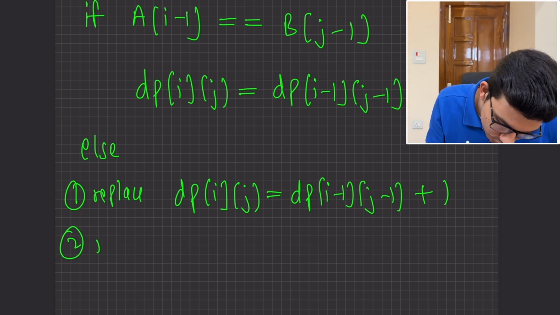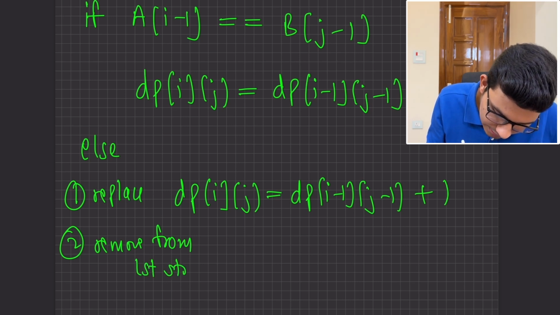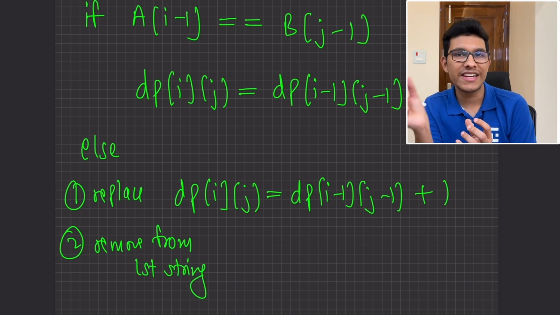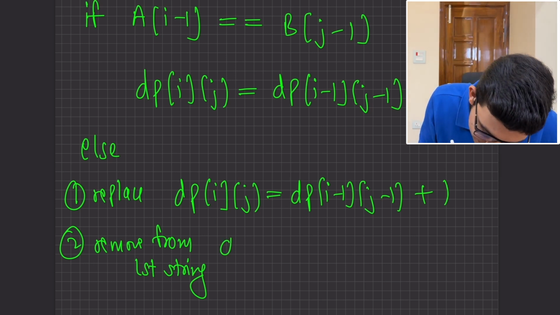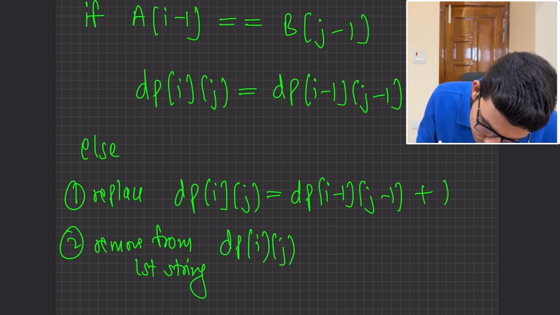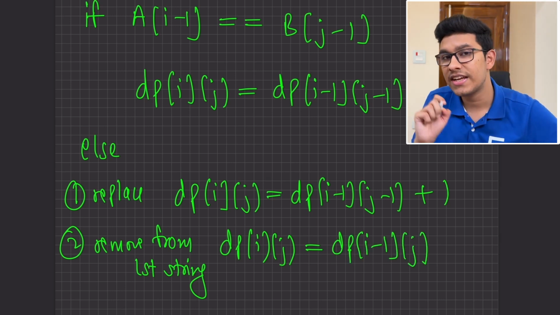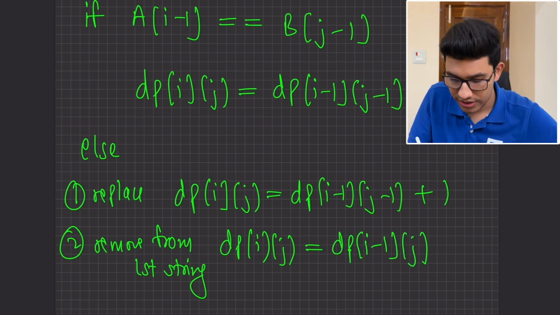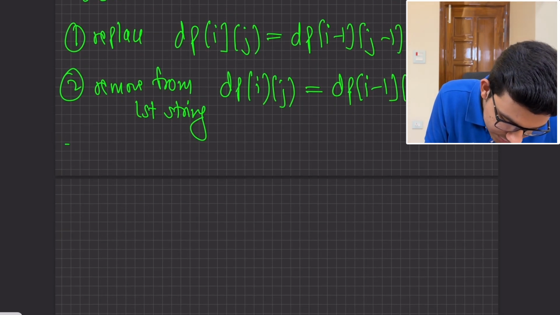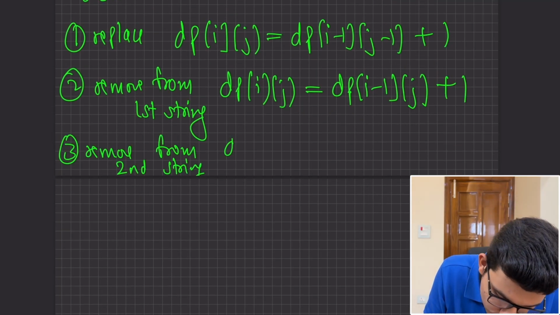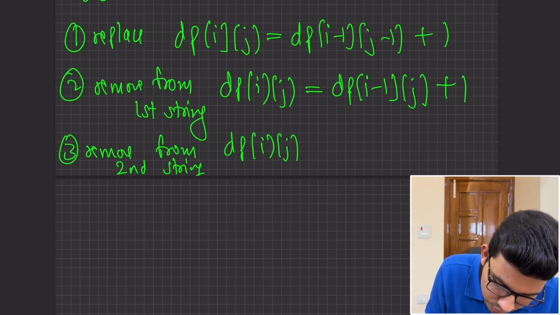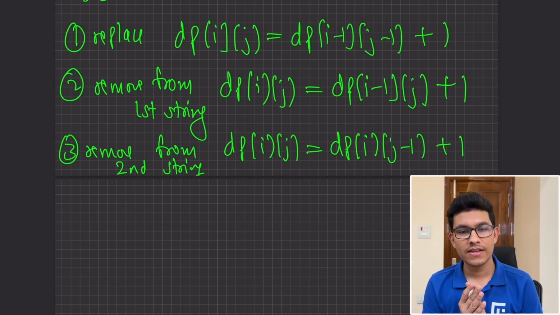Second case is where you remove from first string. If you remove from first string, it clearly means that you've removed one character from the first string. So your dp of i j is going to be equal to dp of i minus 1 comma j. Remember, we are not changing anything in the second string. Plus 1. Why plus 1? Because we are using one operation here. Similarly, the third operation is where you remove from the second string. Yes. In this case, we'll simply write dp of i j is equal to dp of i comma j minus 1 plus 1.